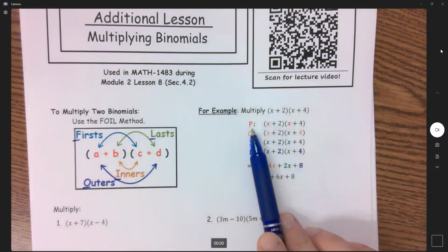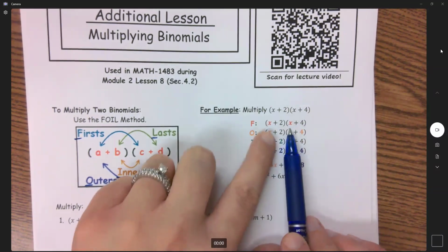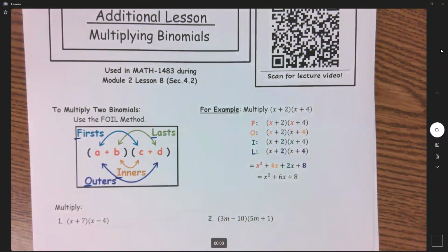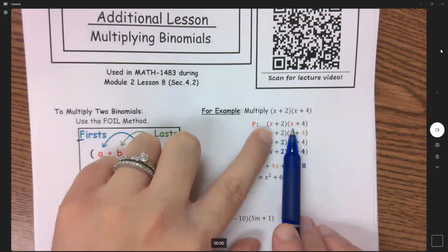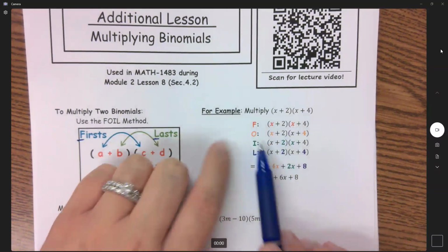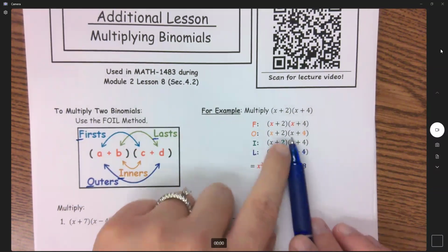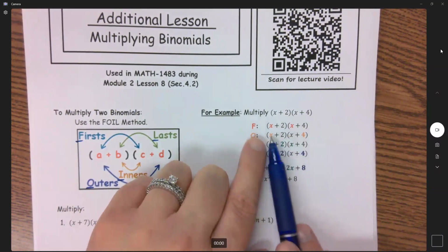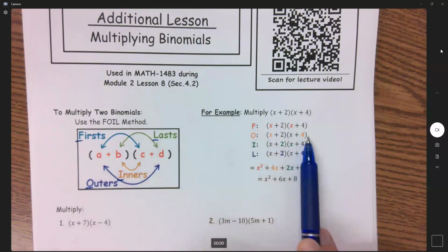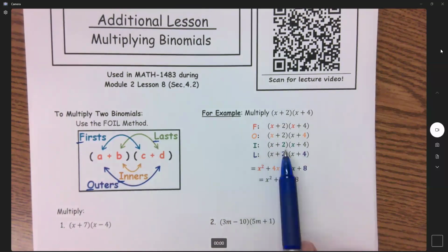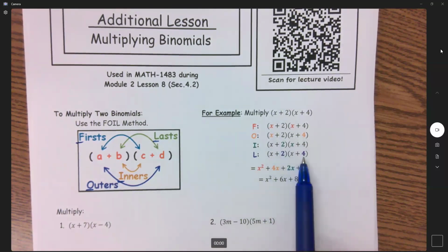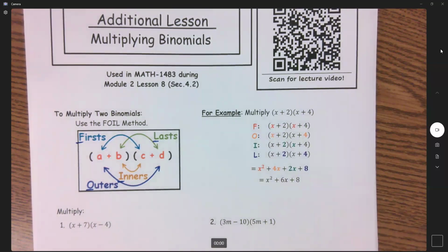FOIL, what do I mean by my first terms? You can see right here in red, my first terms are the x and the x. In both binomials, x is that first term. Then O, outer, what are the outside terms? That's your x and your 4 on the outer. So it's the first term in this one, but the last term in this one. Then your inner is the 2 and the x, these two inside terms. And then your last, 2 and 4 are the last terms in both binomials.